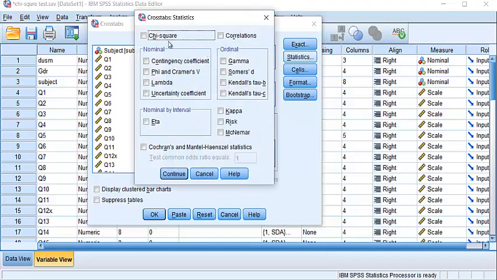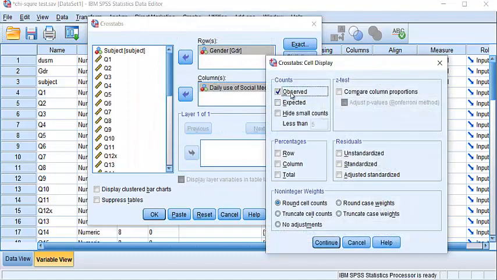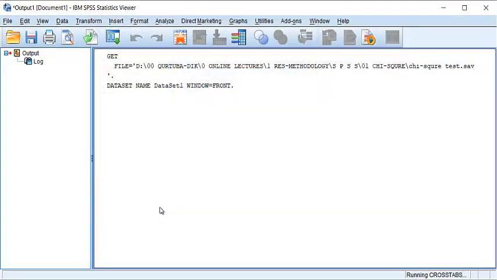In statistics, we shall check the chi-square and phi and Cramer's V. This is the test of significance, which will give statistics about how far the model and the results computed are significant and acceptable or valid. And continue. Then in cells, observed frequencies are already checked. We will add the expected frequencies and continue and press OK.